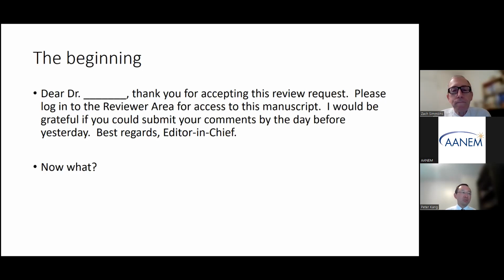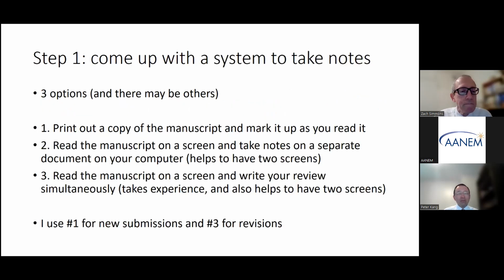Now, what do you do? One of the key things that I think a reviewer should figure out at the beginning of this process is to come up with a system to take notes. And for those who are experienced reviewers, you already have a system in place in all likelihood. But if you're doing this for the first time, you may want to experiment with 1 or 2 different ways of doing things. So there are 3 options that come to mind immediately, and obviously there can be others, but these are 3 that I can think of.